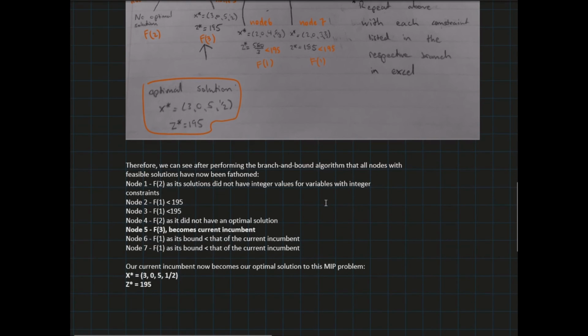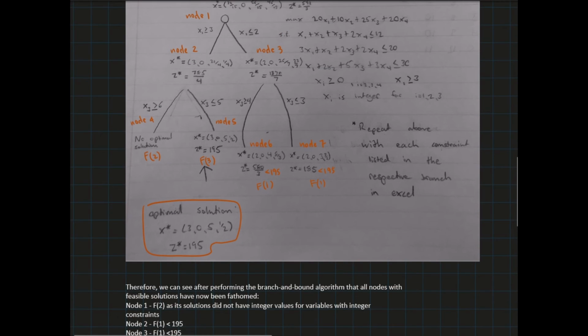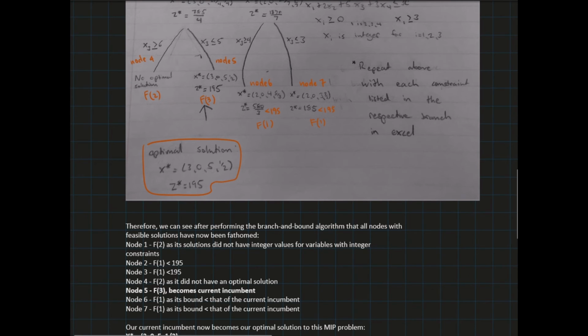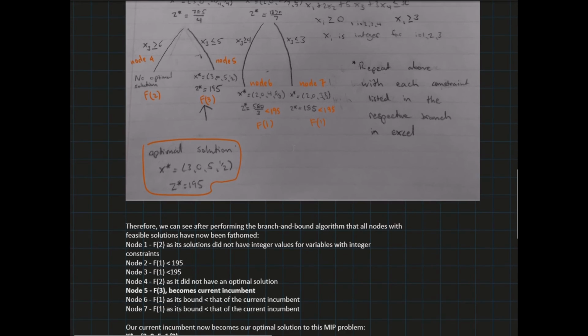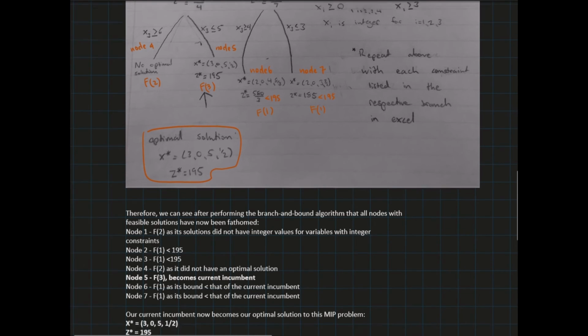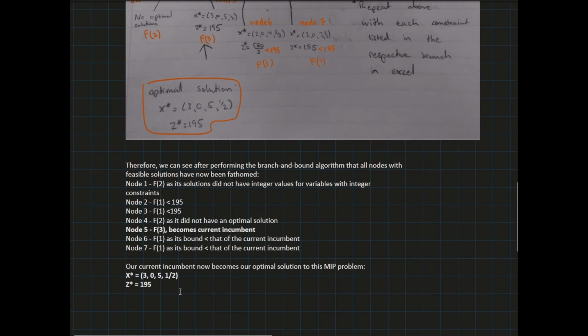And we actually see that node 2 and node 3's optimals are both less than 195, so they're both fathomed by test number 1. Now all of our nodes have officially been completely fathomed. There are no unfathomed nodes remaining. So we know by the branch and bound algorithm that node 5, our running incumbent, is indeed the optimal solution. And that is it right here.